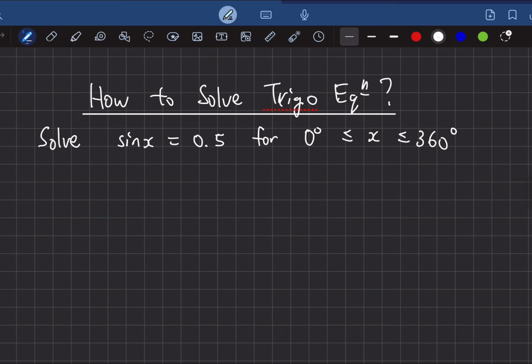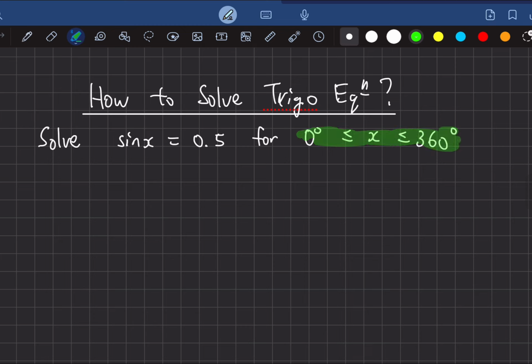Sine x equals to 0.5. Most of you will just key in calculator, inverse sine 0.5. That is wrong. Why? Okay, it's over here. We are asked to find the value of x, which is the angle that hypo is rotated, for the range of 0 to 360.